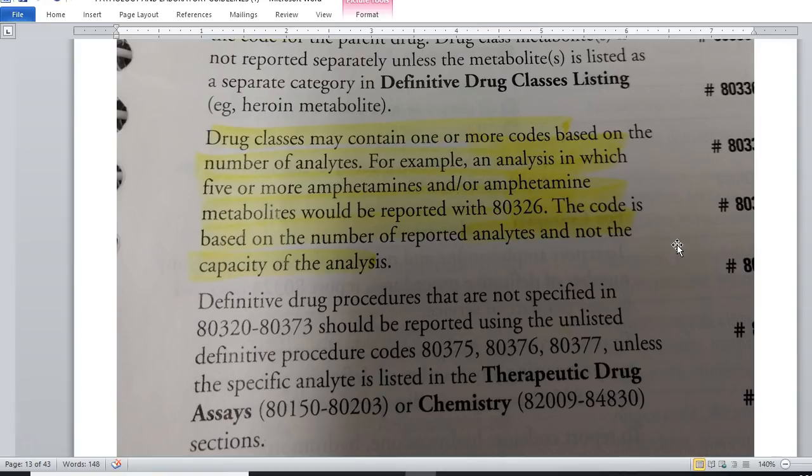Now, the biggest thing here: definitive drug procedures that are not specified in 80320 to 80373 should be reported using the unlisted definitive procedure codes 80375, 76, and 77, unless a specific analyte is listed in the therapeutic drug assays or chemistry sections. So again, they're telling us we do have 3 codes to use if we don't have the drug. Again, it could be a new street drug. Okay, so we need to be careful. What are we looking at?